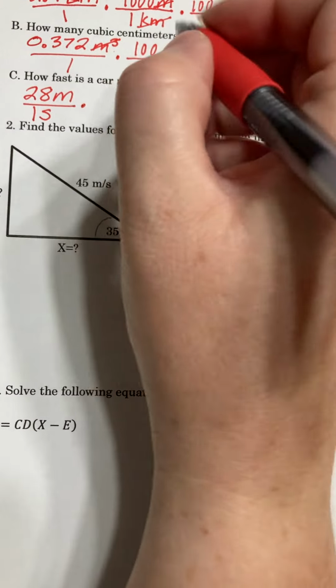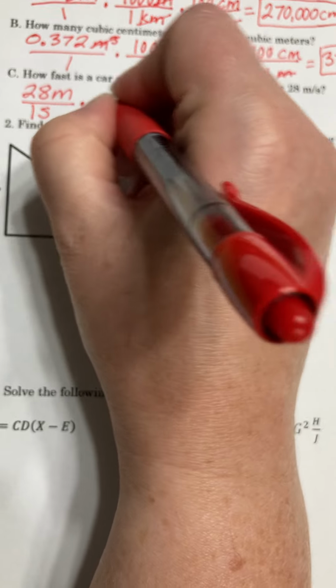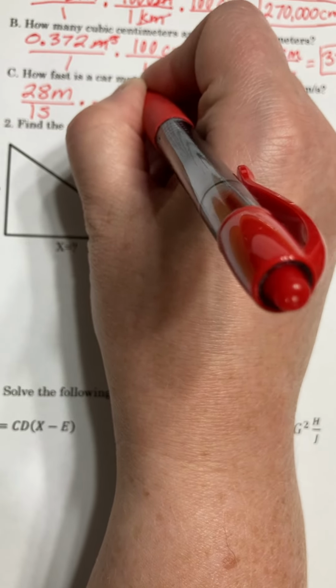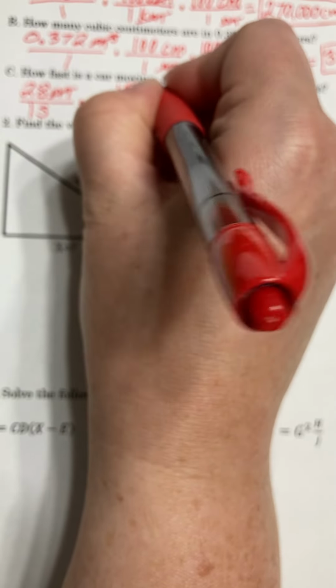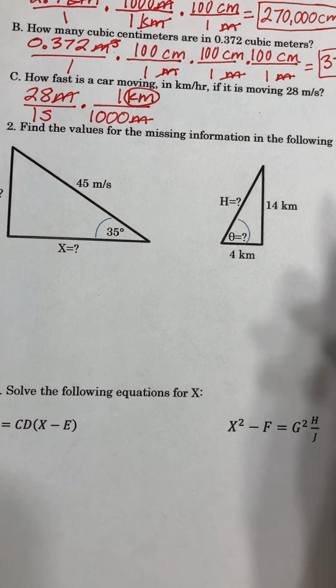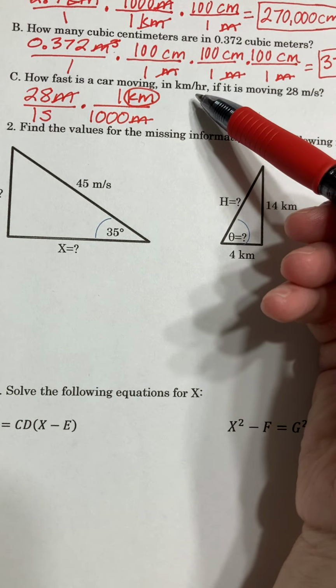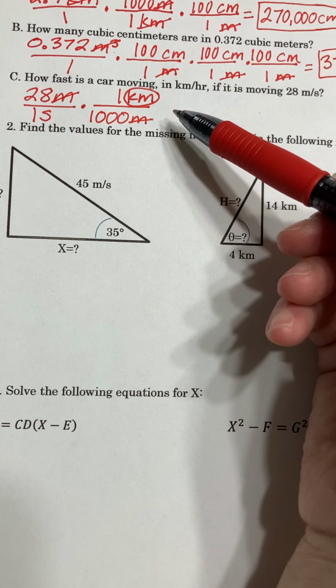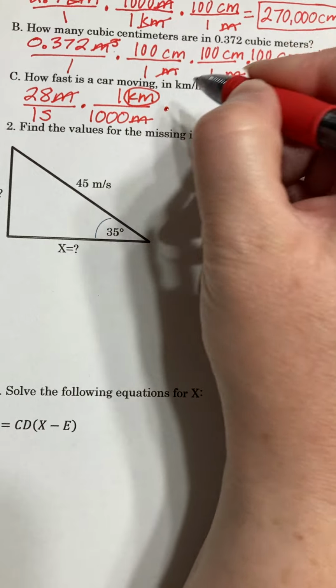So it doesn't matter which one you do first. So I'm going to do meters first. So I have 1,000 meters in 1 kilometer. So then I've got the meters canceled. So now I have kilometers, which is what I want. So the distance part is done. So now I need to do the time. So seconds to hours, we're going to do that a lot. So if you remember the number of seconds in an hour, you can do this in 1 step. I'm going to do it in 2 because it's been a while.